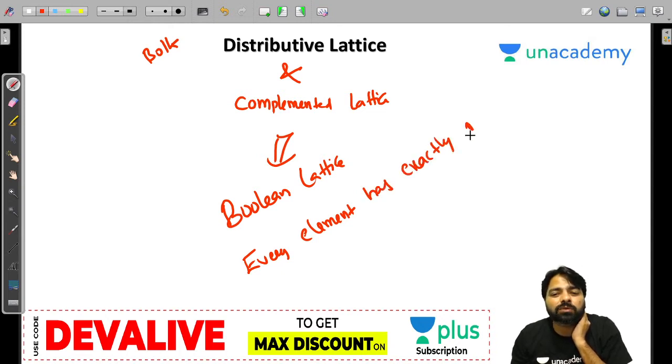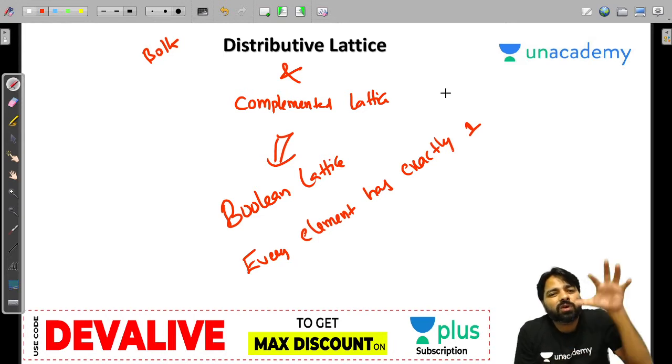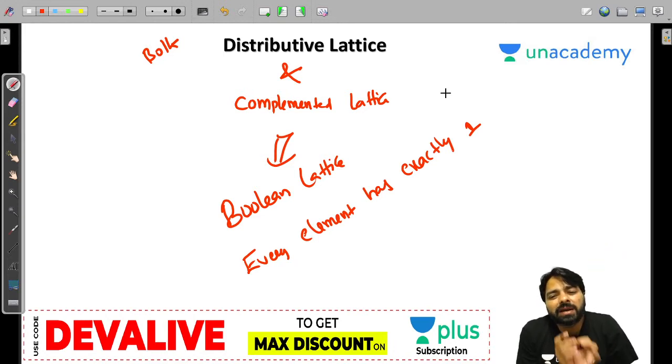If you satisfy both, complemented says every element should have a complement. Distributive says if complement exists, it must be unique. If you want to satisfy both of them, every element will have exactly one complement.